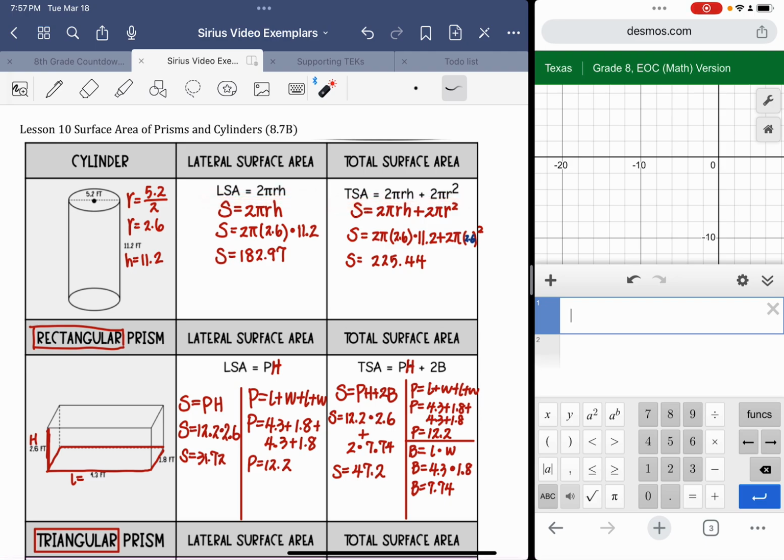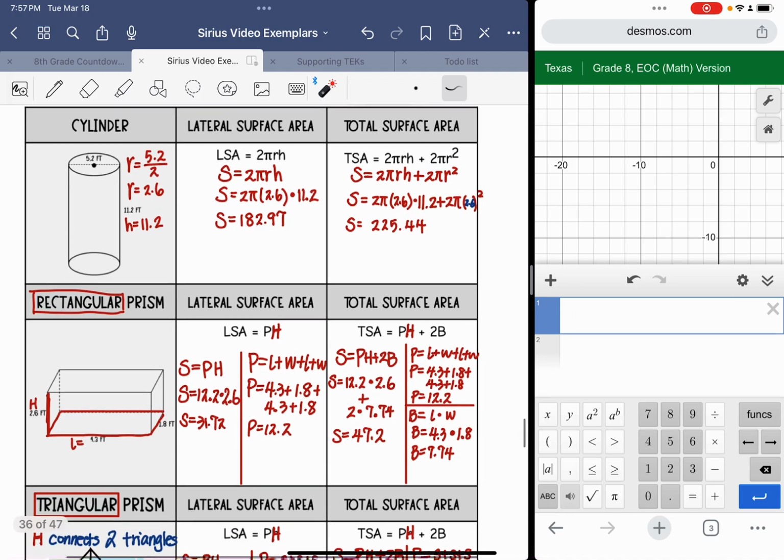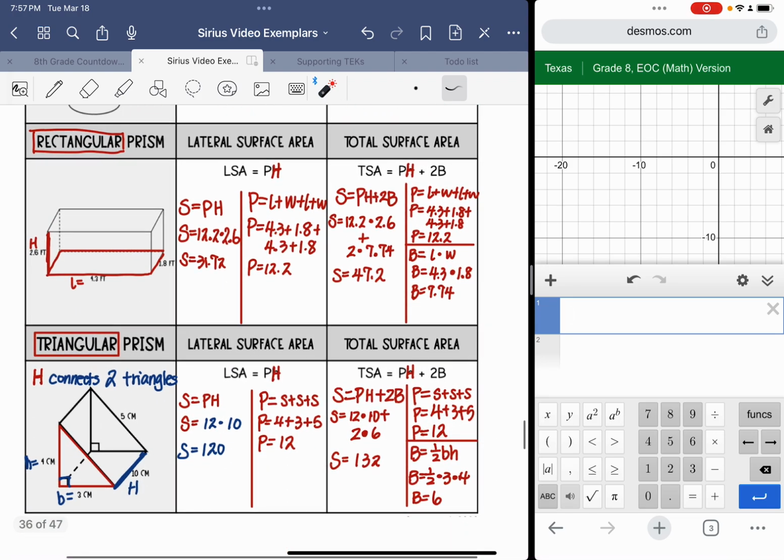One more time, for the radius we need to use half of the diameter, which means half of the circle. So if they do give you a 5.2 in this question, remember you need to divide by 2 to get a 2.6. Also, you identify this 11.2 is the height. And then you just substitute your radius and height back into this formula. And then moving on to rectangular prism.